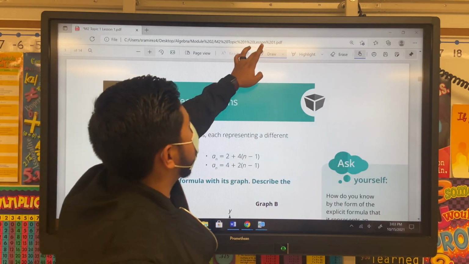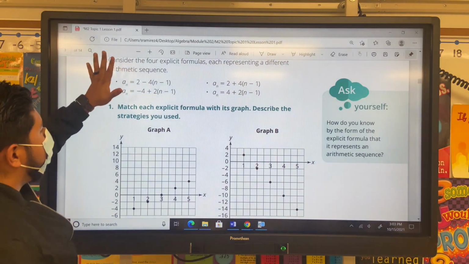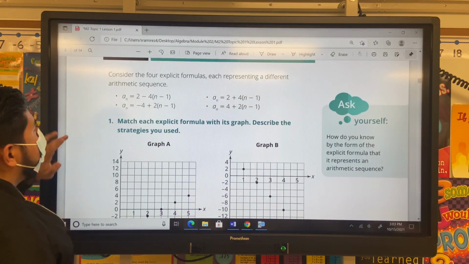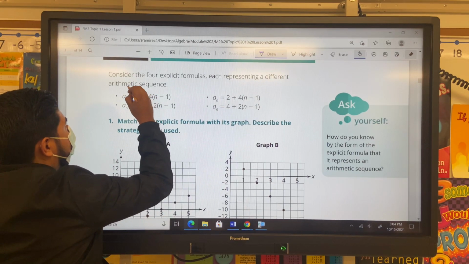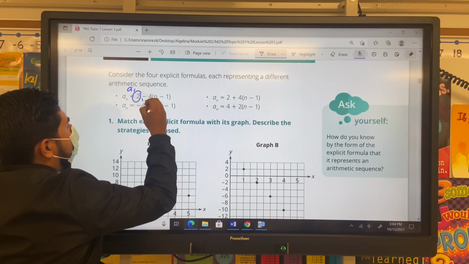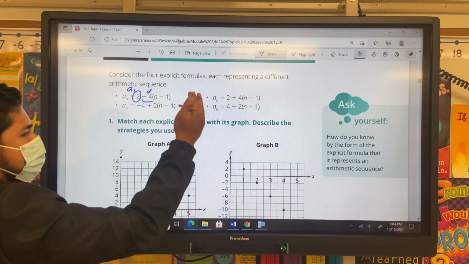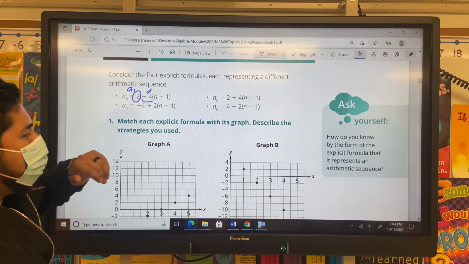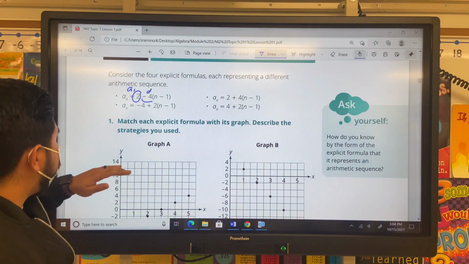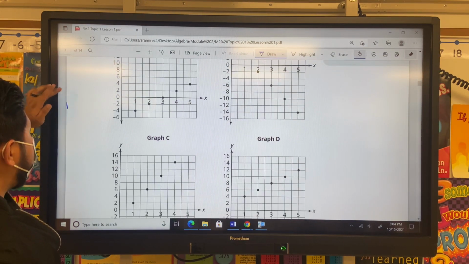Looking at this first equation, 2 minus 4. Those are the only guys that I'm worried about. Remember, 2 is my first number. Minus 4 is my D. That is the difference. So I'm looking for this where it starts at 2 and then minus 4 means we're subtracting. So let's look for it. Which graph starts at 2?